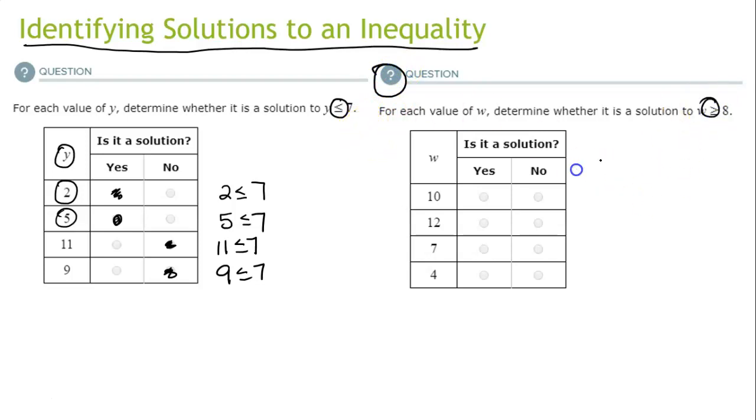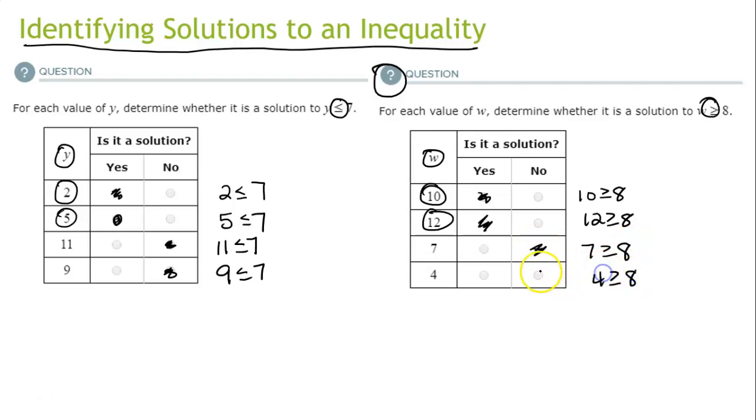You should have looked up that this means greater than or equal to, so we're replacing W with these numbers. So is 10 greater than or equal to 8? Yes, it is. Is 12 greater than or equal to 8? Yes, it is. Is 7 greater than or equal to 8? It is not, so we would say no. And is 4 greater than or equal to 8? Definitely not. Make sure you have those written down before we move on.